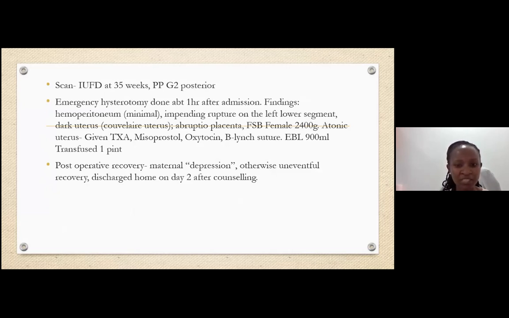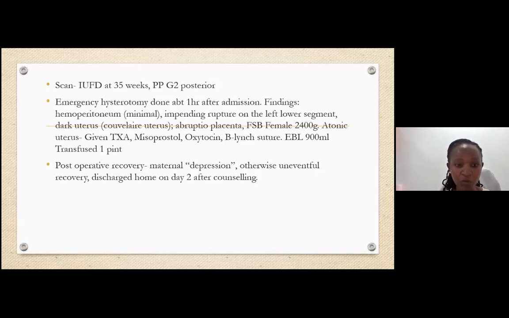Emergency hysterotomy was done, and all this was done within an hour of admission. And the findings intraoperatively, there was minimal hemoperitoneum, and there were signs of impending rupture on the left lower segment, and the uterus was dark, what we call Couvelaire uterus, that was suggestive of bleeding into the myometrium. And then there was a ruptured placenta, and a fresh stillbirth was extracted, about 2,400 grams.